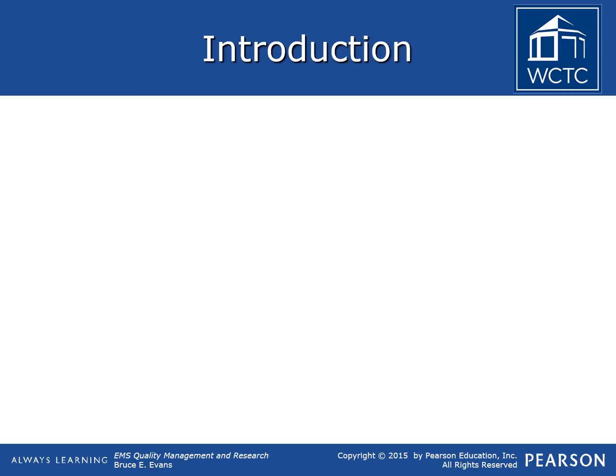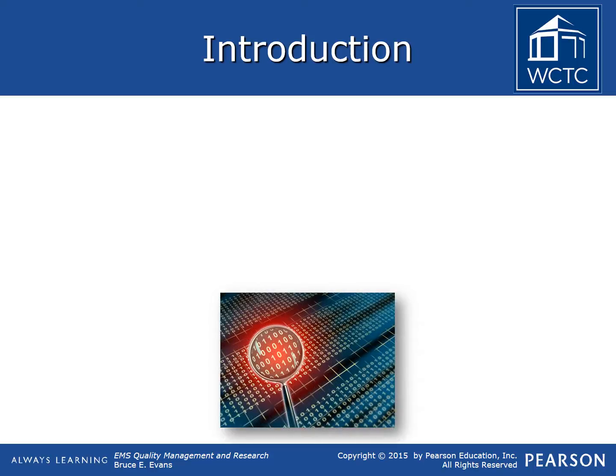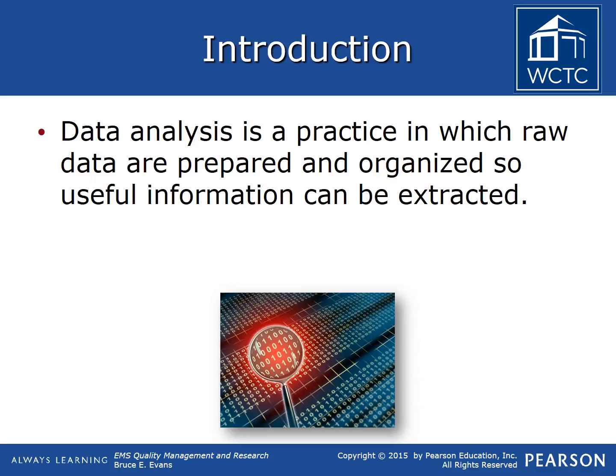In the previous chapter, we discussed data storage and collection. All the data in the world is useless, however, if it cannot be retrieved and, more importantly, statistically analyzed for the purposes of identifying trends, drawing conclusions, or supporting decisions. Within this chapter, we will look at the process of data analysis whereby raw data is prepared and organized so that useful information can be extracted.